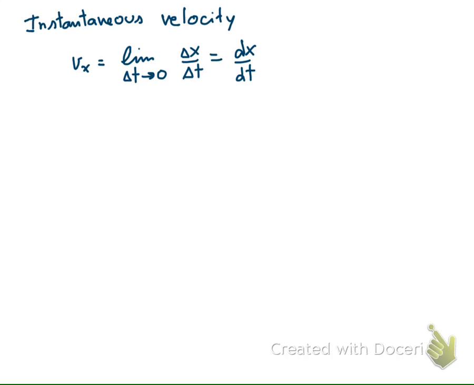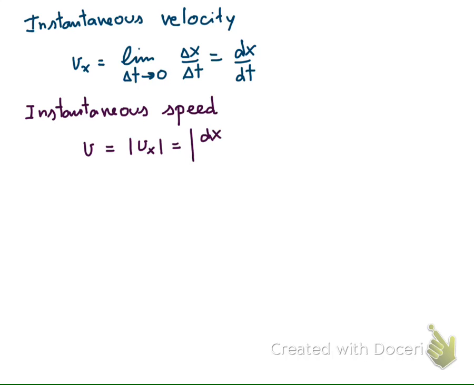We can also define the instantaneous speed as the magnitude of the instantaneous velocity. The instantaneous speed, v, is equal to the magnitude of Vx, or is equal to the magnitude of dx by dt.